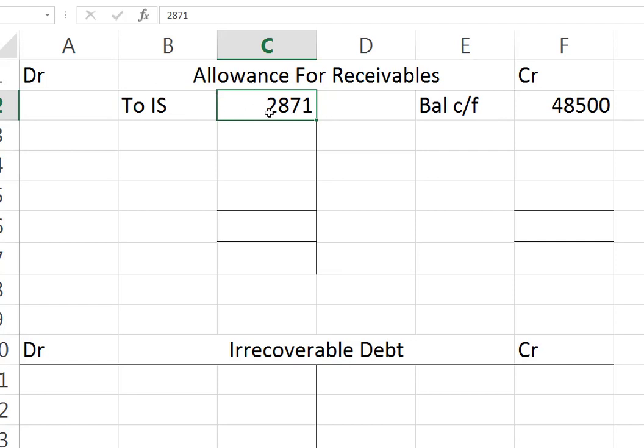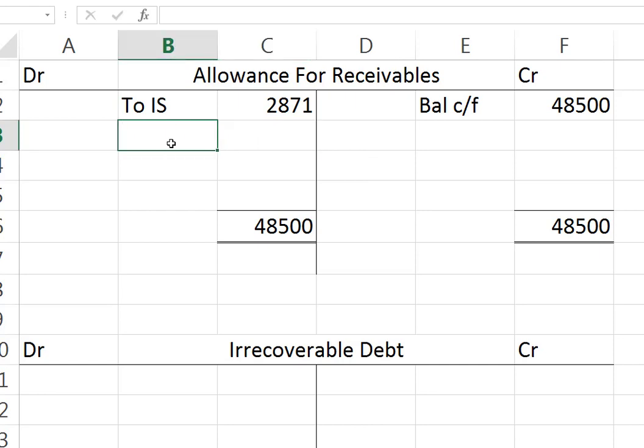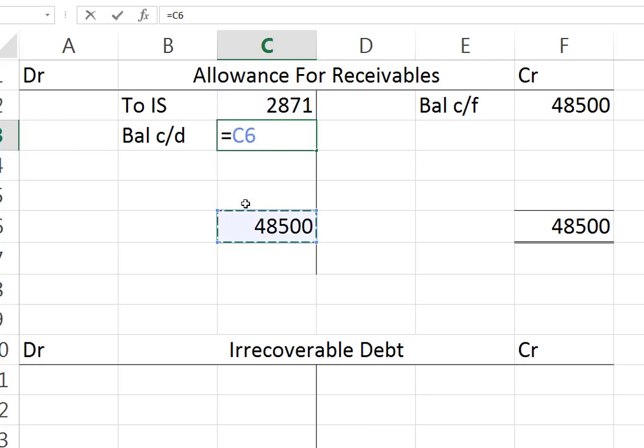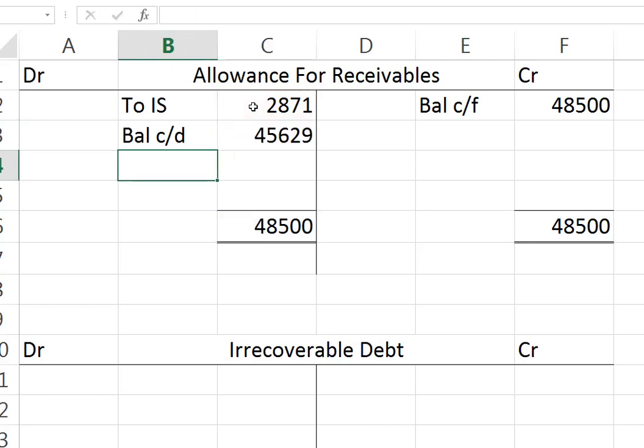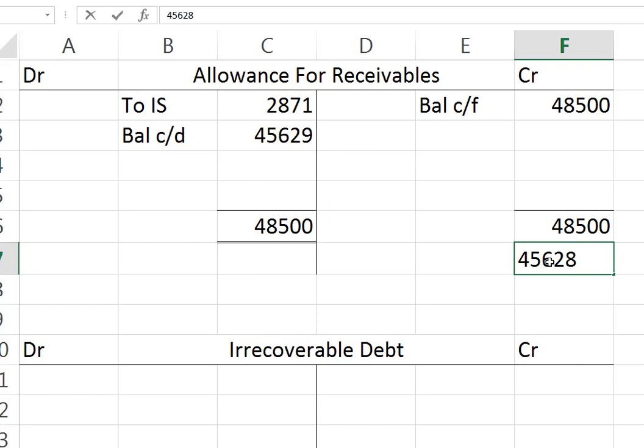We've got my 2871. Okay, and therefore the balance, so if I'm going to total this, both sides have to be 48,500. So my balance carried down is going to be equal to, pardon me, this one minus this one, which is 45629.